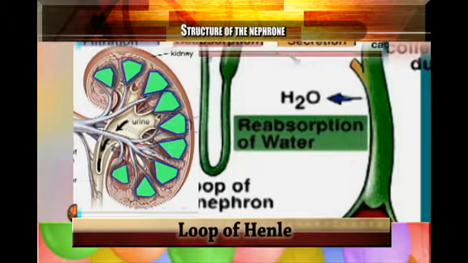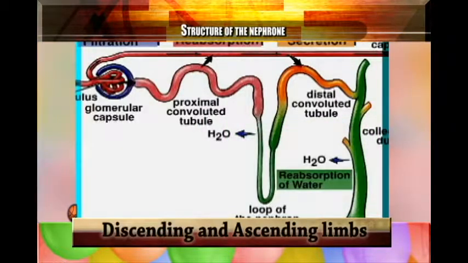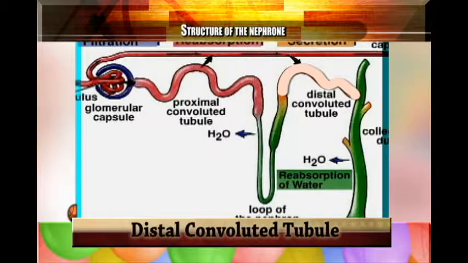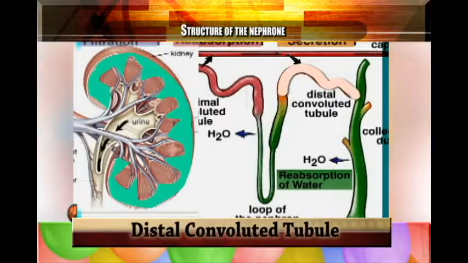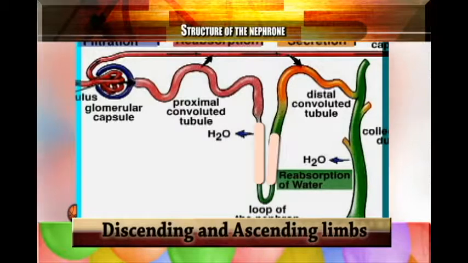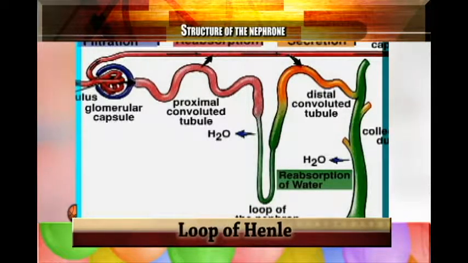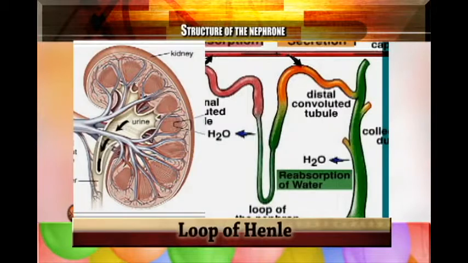Now, from the loop of Henle, we have what we call the descending limb, and then you have the ascending limb going to the distal convoluted tubule. The distal convoluted tubule is also coiled, and it is also found in the cortex, whereas the ascending and descending limbs and the loop of Henle are found in the medulla.